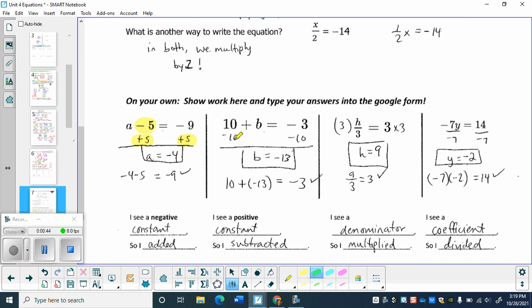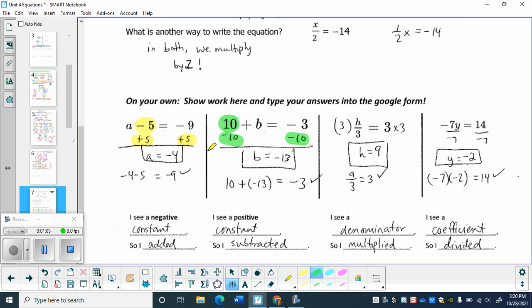Cool. Now in the next one, when we look at this, we had a positive constant. So when you see a positive constant, you subtract. 10 minus 10 cancels out here, and the -3 minus the 10 gave us the -13. So because we only have one thing with the variable, we only have one step.